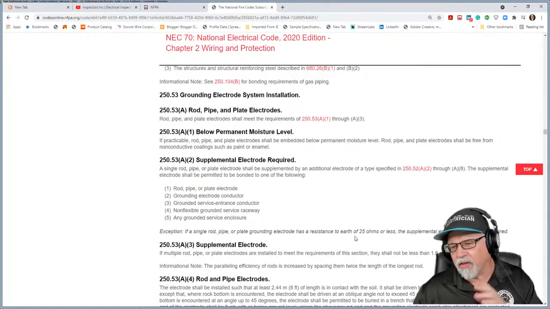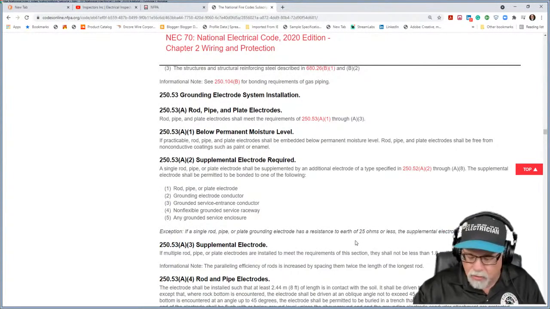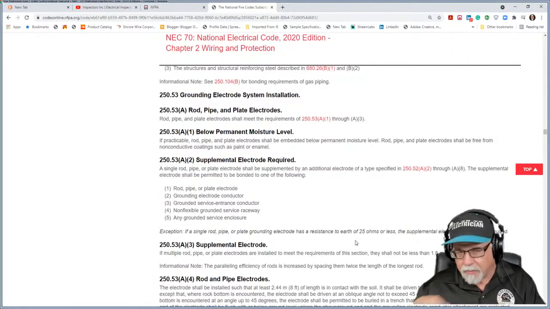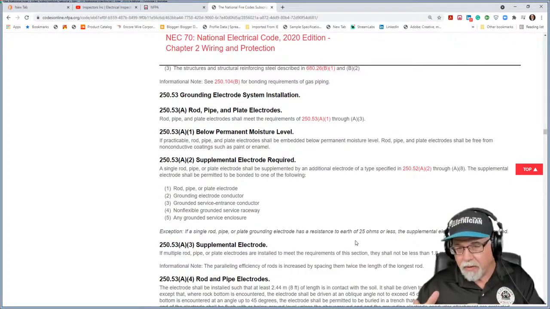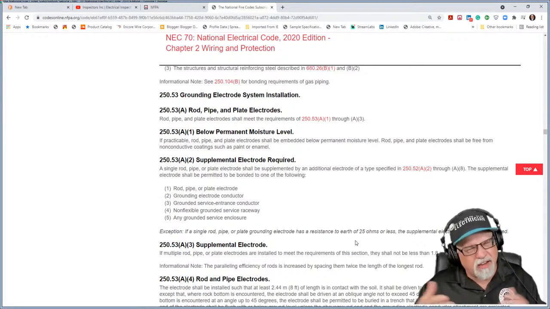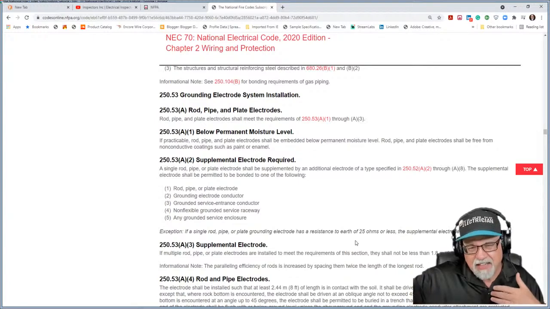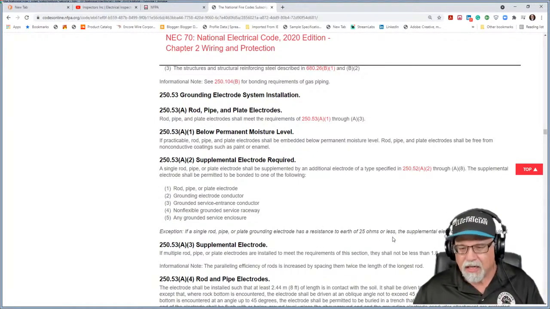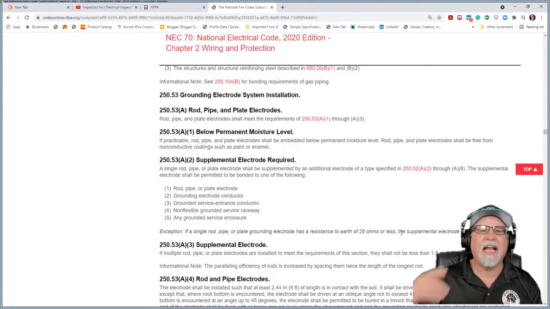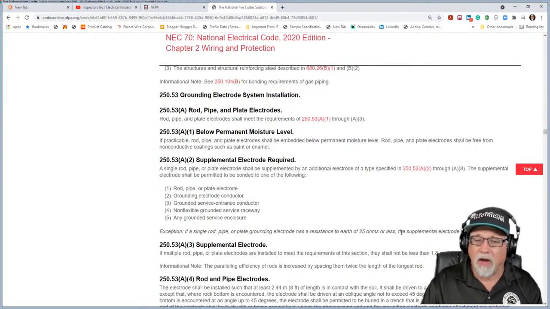resistance to earth of 25 ohms or less, and no, you cannot use a normal ohm meter. It's got to be a ground resistance type meter, and they're not cheap, but the three-point fall-of-potential ones aren't that expensive, but you have to have at least 50 feet to do the test. But anyway, if you do the test and it comes back 25 ohms or less, then I don't have to supplement that single rod, pipe, or plate. I can use just the one.